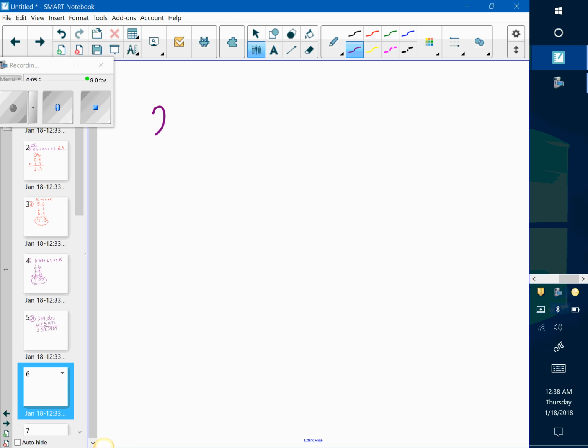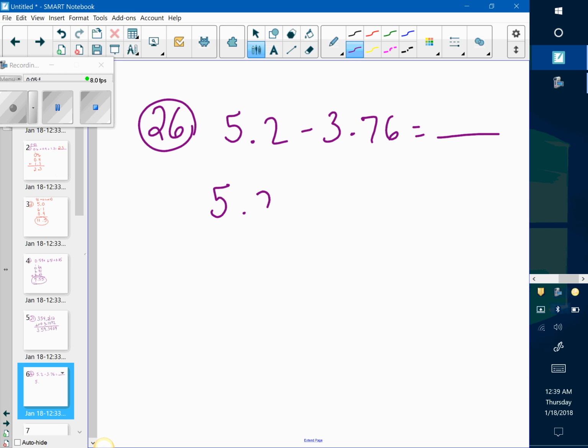And then on number 26 through 45, you're subtracting, and 46 through 50, you're subtracting, but they said that for you. So for 26, they give you 5.2 minus 3.76 equals what? Then you're just going to line up the decimals, 5.2, 3.76. Because of this, you would add a 0 on that one.